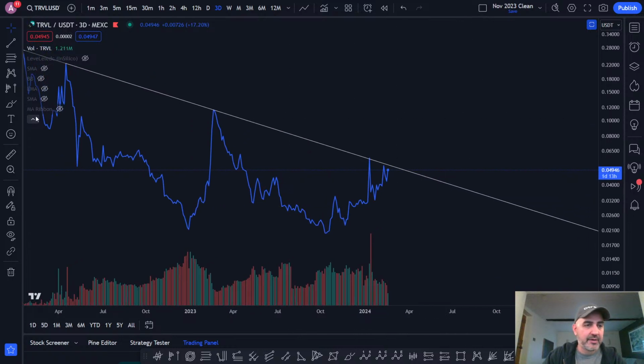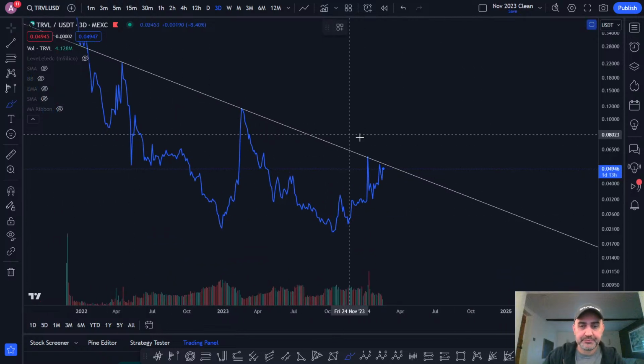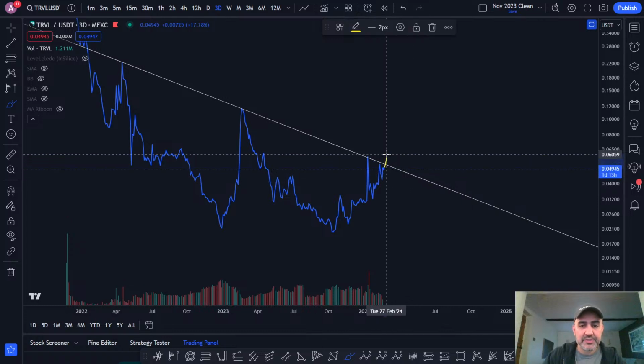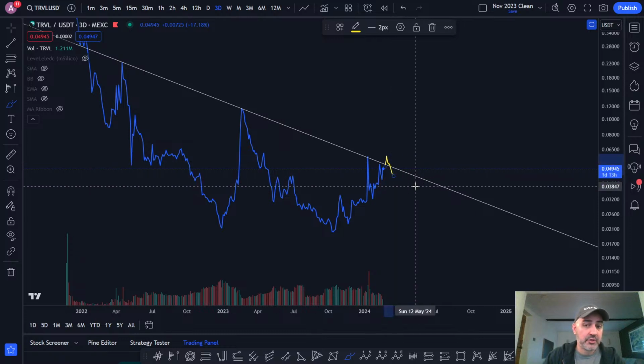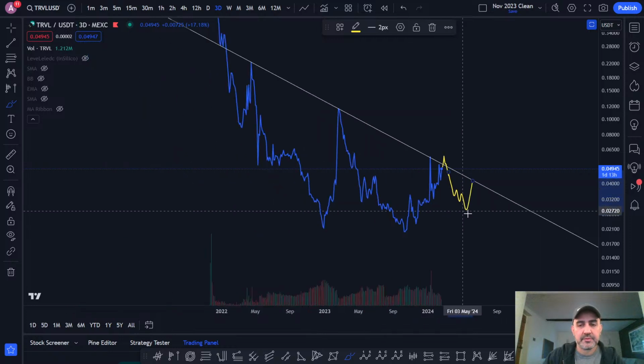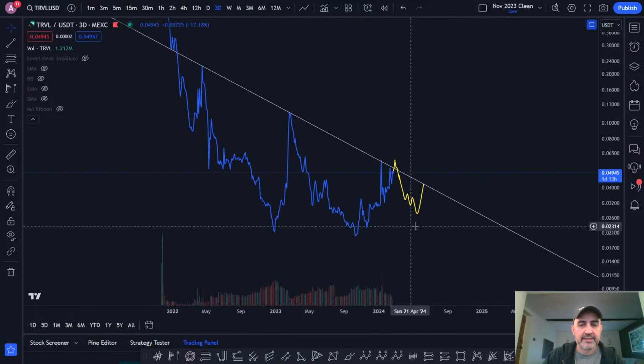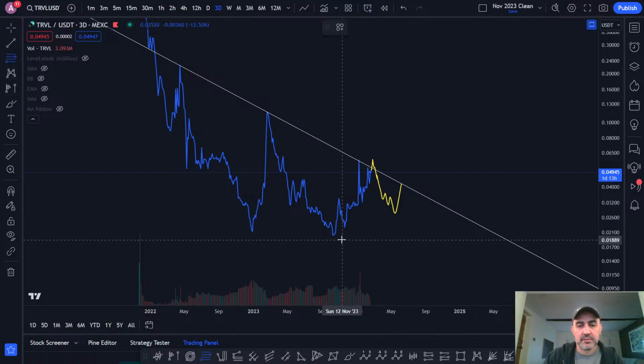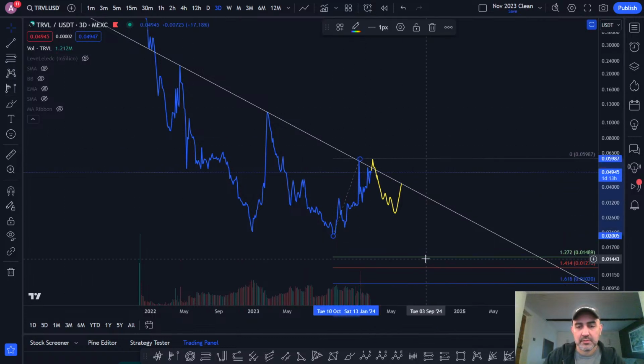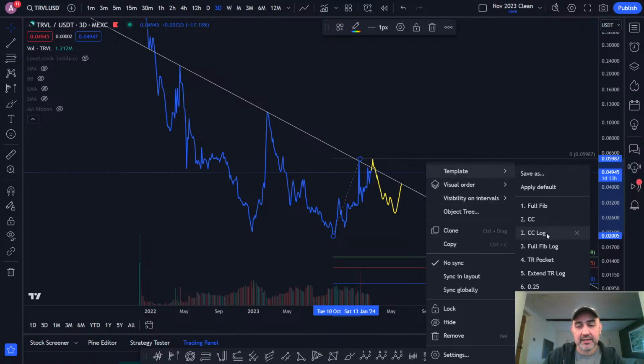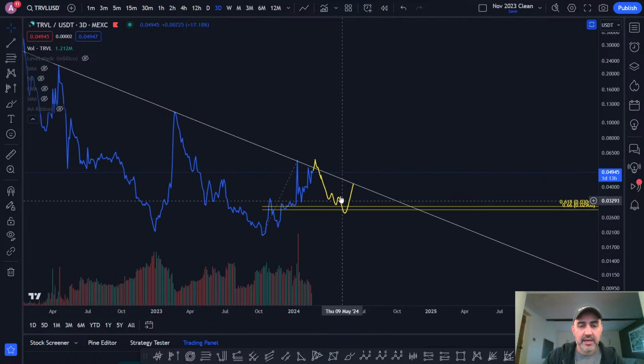Now, if we don't break it, for whatever reason, it's possible. I can't predict the future. And what could possibly happen is you get a failed auction. Something like that could happen. Then you're probably looking for more like something like that. Probably. And we have to see how this plays out. I don't know how it will play out.